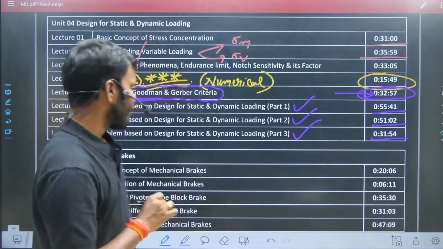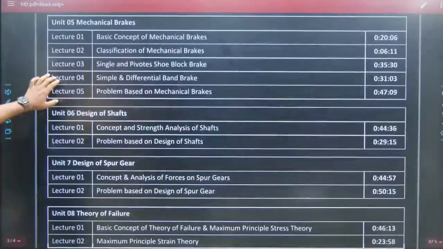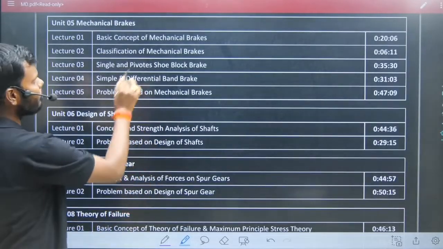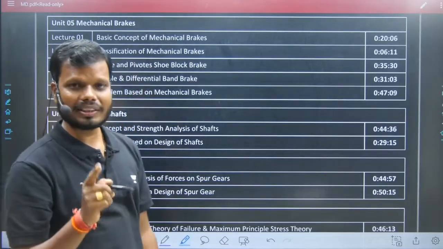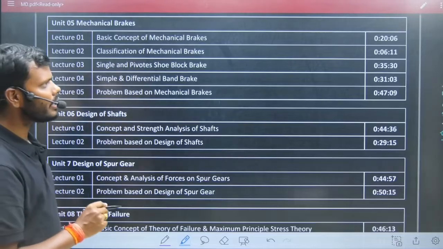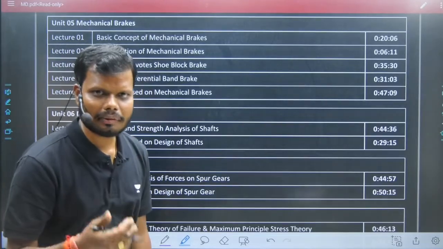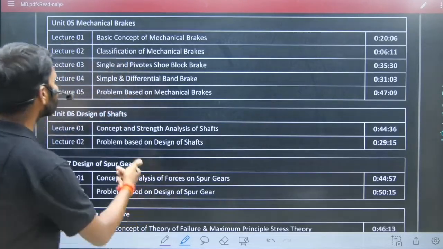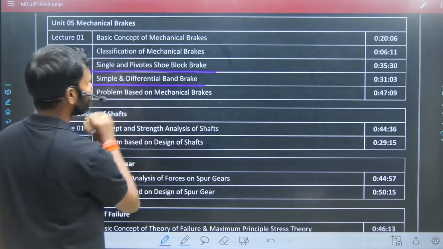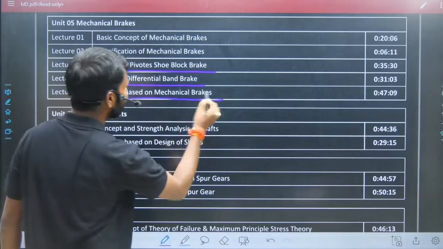Okay, fine. So next, unit 5, mechanical brakes. So the basic concept of mechanical brakes will be covered in 20 minutes 6 seconds. Okay, next, classification of mechanical brakes will be covered in 6 minutes 11 seconds. Okay, next, single and pivot shoe block brake, simple and differential band brake and problems based on mechanical brakes.